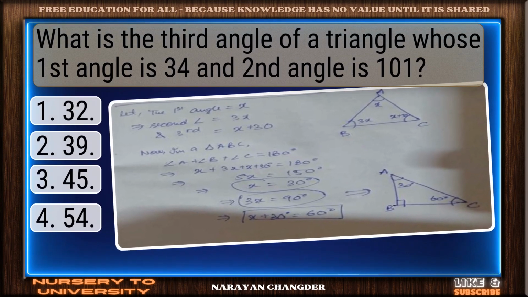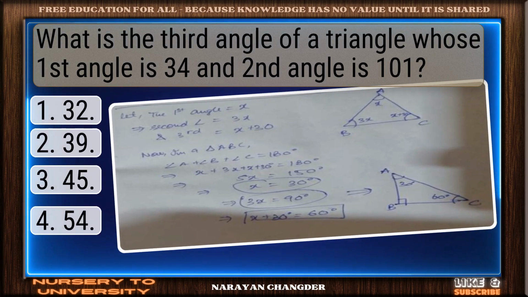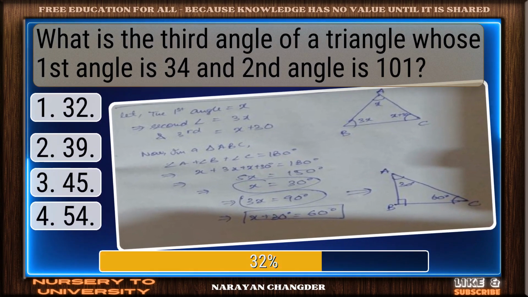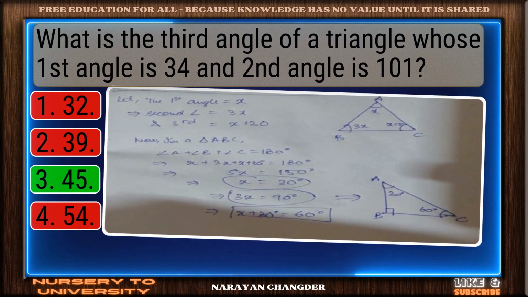Question number 54. What is the third angle of a triangle whose first angle is 34 and second angle is 1:1? Solid response. 45 is a valid choice.